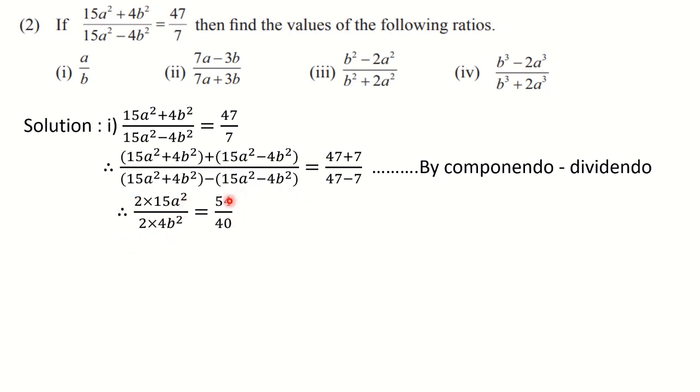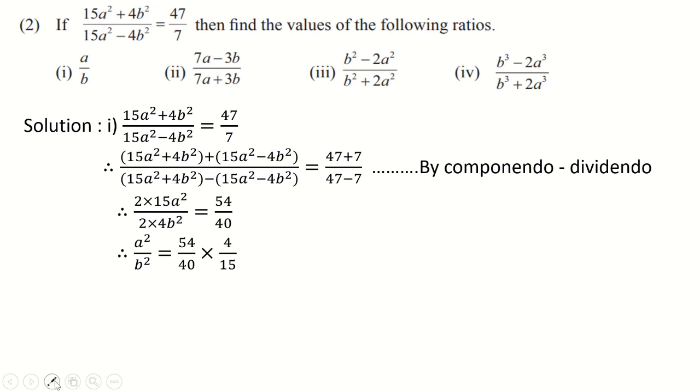And here 47 plus 7 is 54 and 47 minus 7 is 40. So this 2 and 2 are cancelled. Now what is our target? We need to find a upon b. So we don't want this 15 upon 4 on the left hand side. We are transferring it to the right hand side. When we transfer it, this 15 upon 4 will become 4 upon 15. So 54 upon 40 into 4 upon 15.